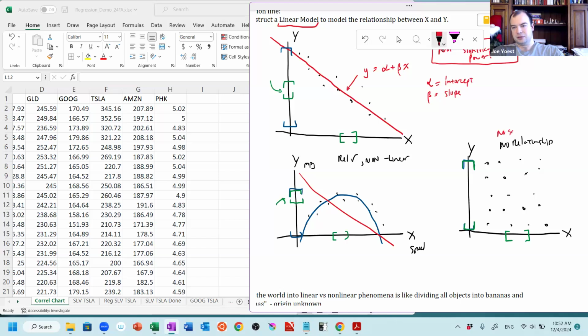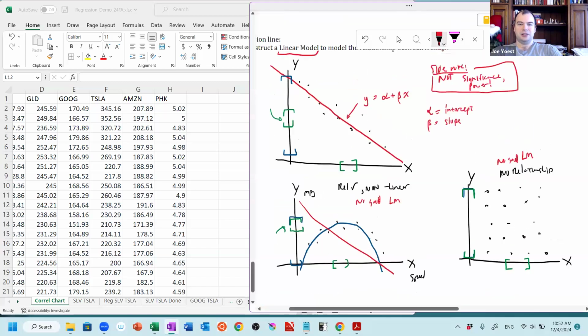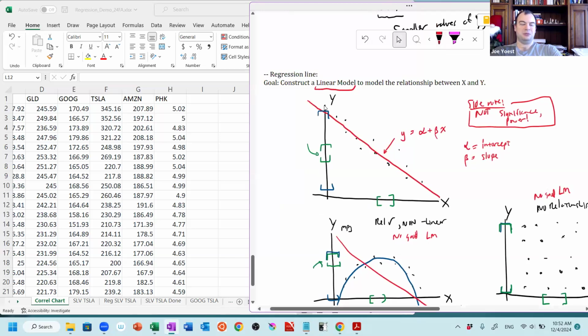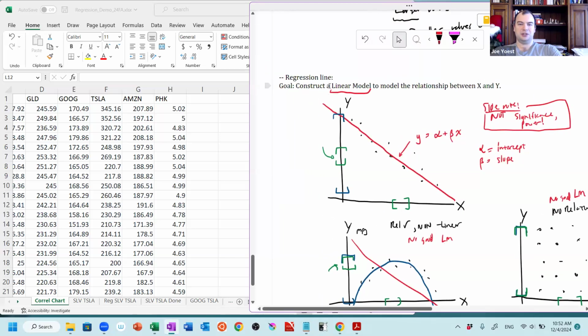So no good linear model here. There are situations where I do have a relationship, but a line just is not the appropriate model. No good linear model here either. So the situations where regression is going to be a good model, where a linear model is going to be a good one, is where there both is a relationship and it's at least fairly linear.